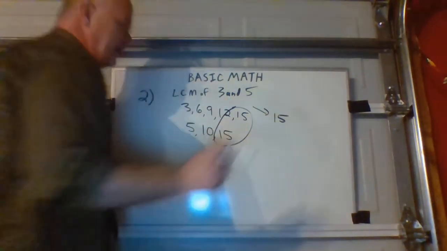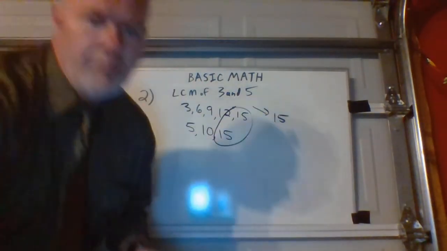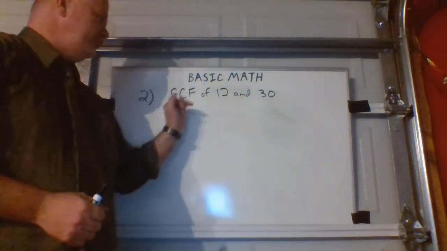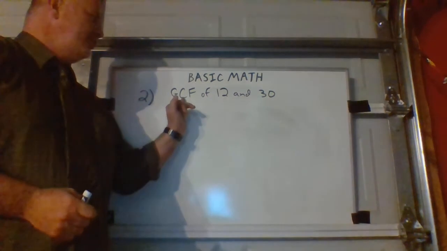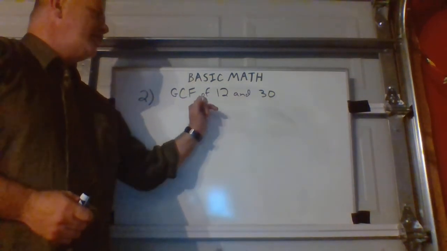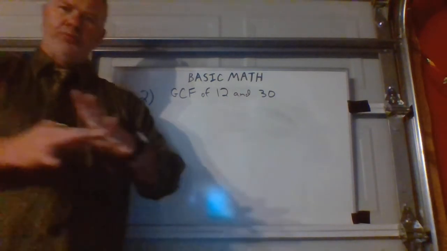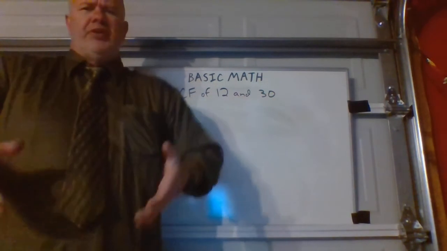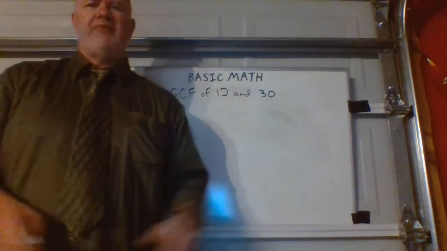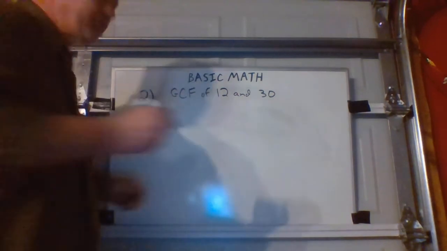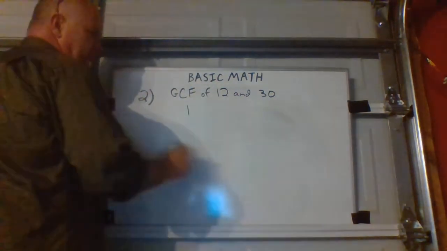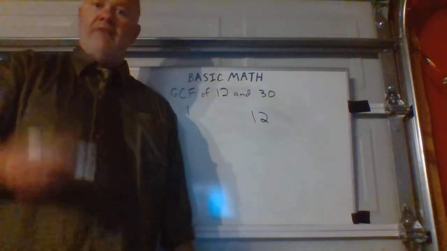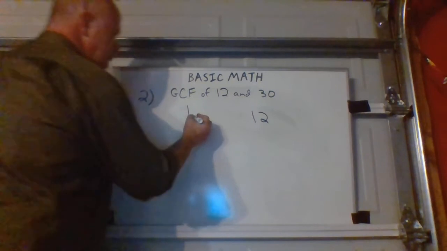Let's take a look at another term. Okay, let's talk about the GCF, or greatest common factor of 12 and 30. So we're not multiplying, we're not making these numbers bigger. We're looking at what numbers can we multiply together to arrive at these numbers. Let's take a look at the number 12. Remember what we did earlier. We put a 1, put a 12. We did this with the number 15.